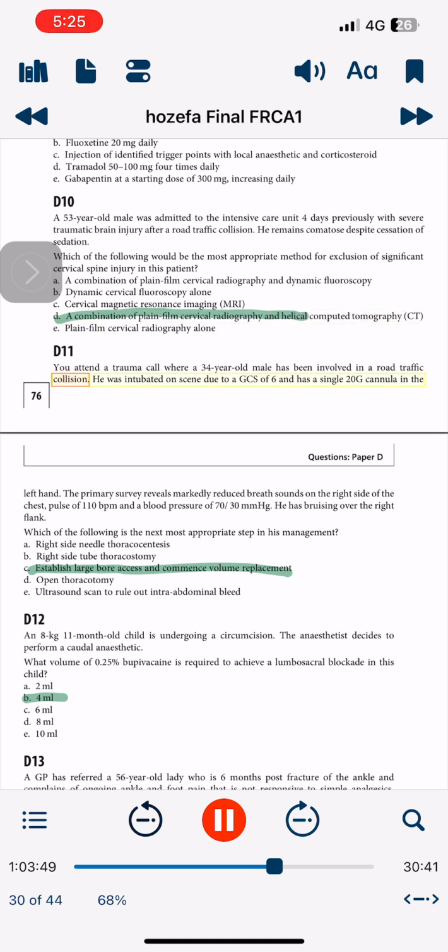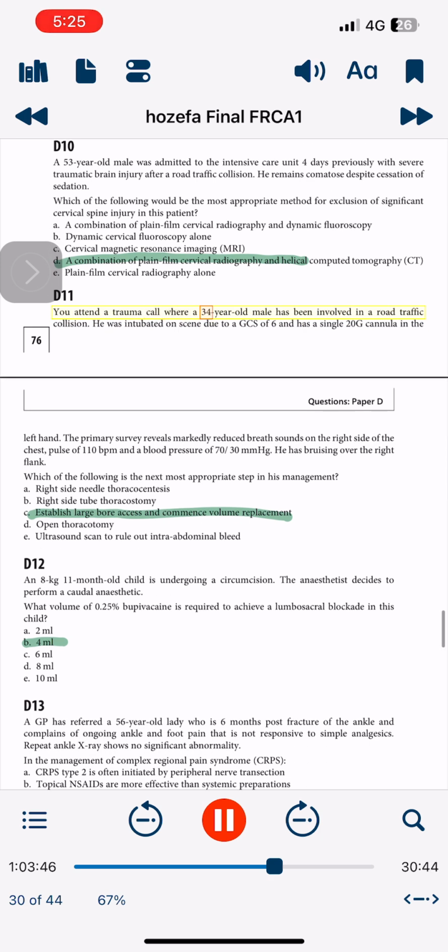You attend a trauma call where a 34-year-old male has been involved in a road traffic collision. He was intubated on scene due to a GCS of 6 and has a single 20G cannula in the left hand. The primary survey reveals markedly reduced breath sounds on the right side of the chest, pulse of 110 bpm and a blood pressure of 70/30 mmHg. He has bruising over the right flank. Which of the following is the next most appropriate step in his management?